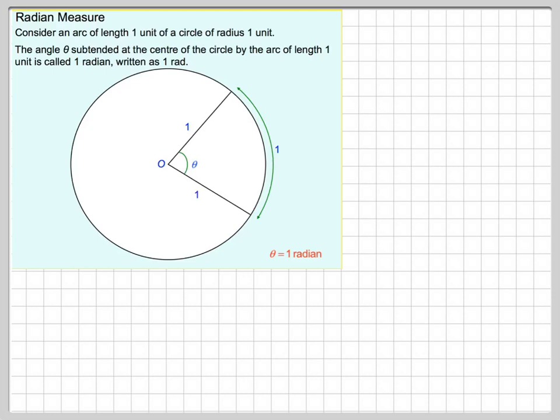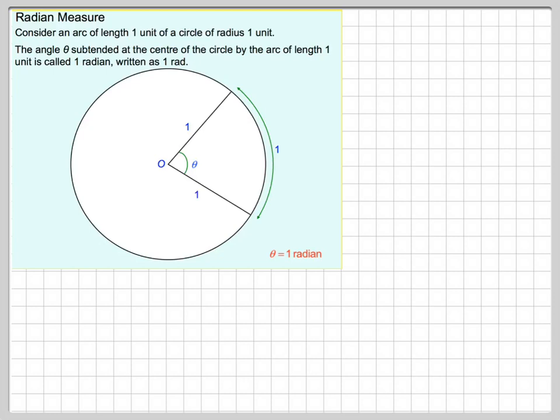Now on its own it doesn't really mean very much, but it is a much more useful way of measuring angles, particularly when it comes to doing calculus. So, just to repeat, the angle theta subtended at the centre of the circle by an arc length 1 is called 1 radian. It doesn't matter what the unit is, this is 1 here, and this part of the circumference here is 1 as well. So if this is 1, this is 1, this is 1, this angle here is called 1 radian.